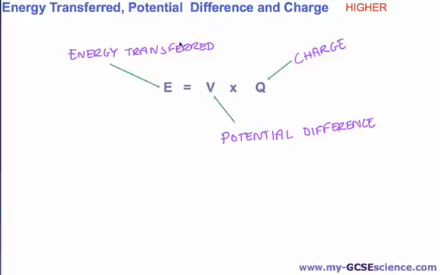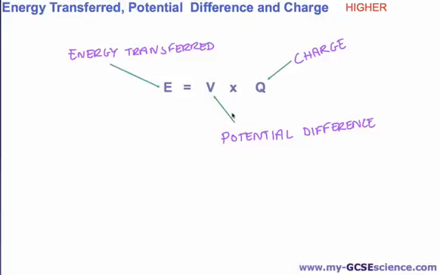Hello and welcome. In this video we are looking at some higher tier content for GCSE physics, and it's all based around this formula here. The formula says energy transferred is potential difference times charge. Now, because it's on the higher tier, it's more than just a question of being able to use the formula, so you actually need to understand what this means.